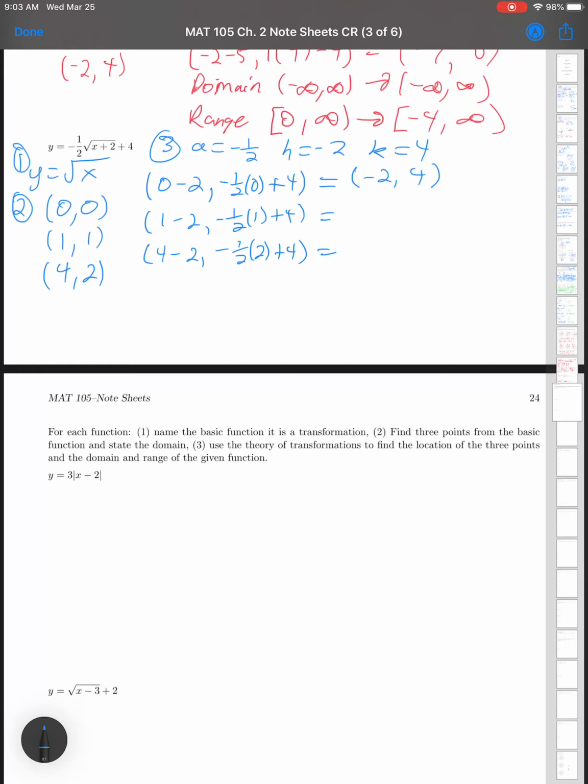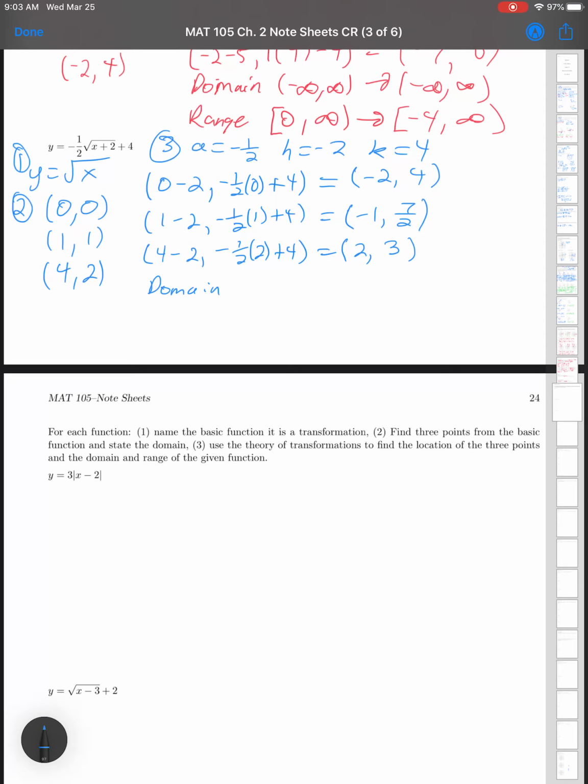So that means our new ordered pairs are -2, 4, -1, -1/2 times 1 is -1/2 plus 4 is 7/2, 3.5, and then the last one would be 2, comma, -1 plus 4 is 3. So there's our new ordered pairs.